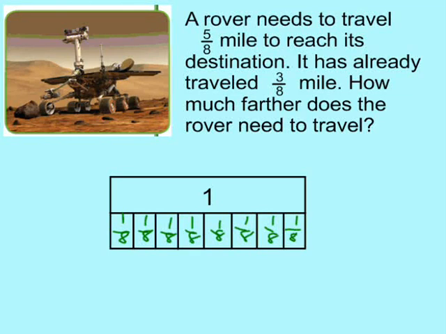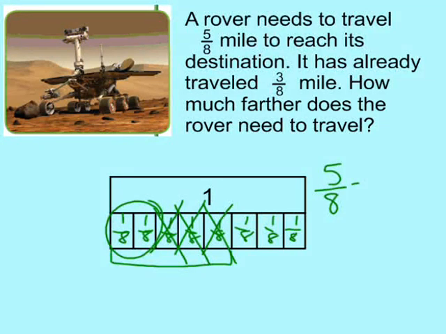It says it needs to travel 5/8 of a mile. So it needs to travel 5/8. It has already traveled 3/8. So let's see, if we take away the 3/8 that it's already traveled, how much farther does the rover need to travel? It would be left with 2/8. So we could determine that 5/8 minus 3/8 equals 2/8. So it started out traveling 5/8 of a mile, and then it had already traveled 3/8, so it has 2/8 left to go.